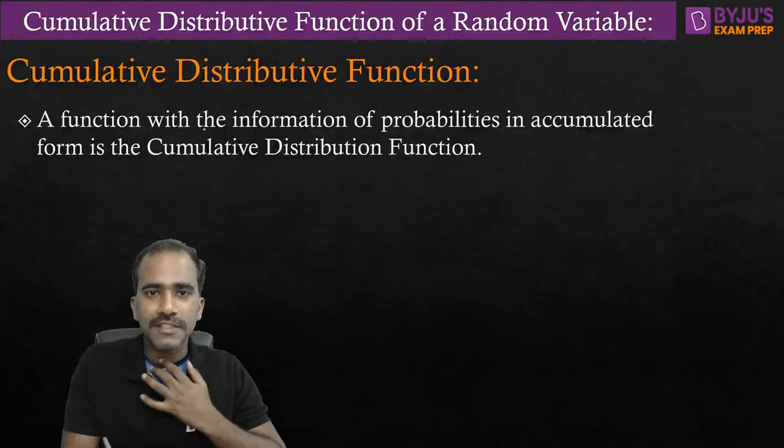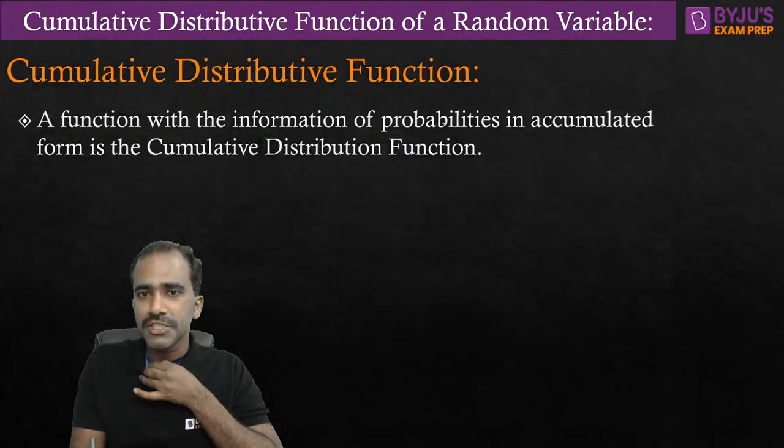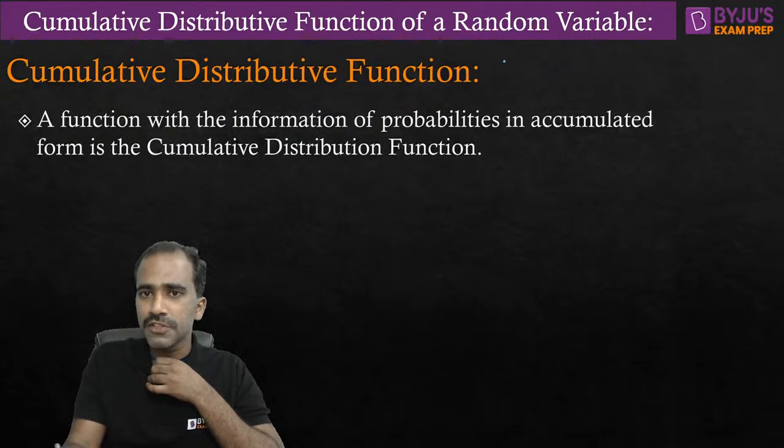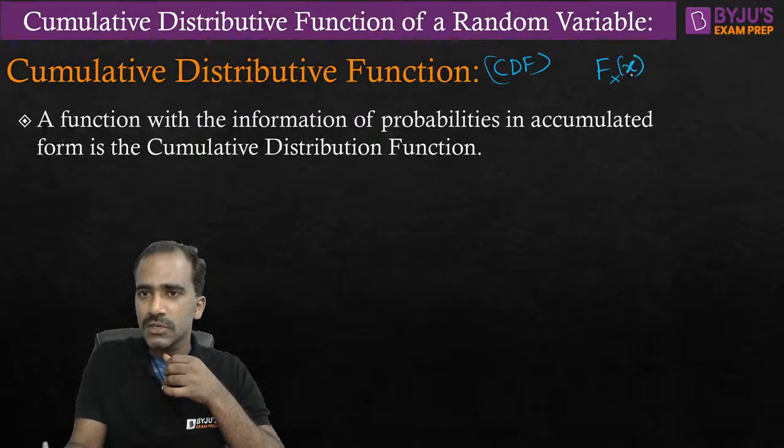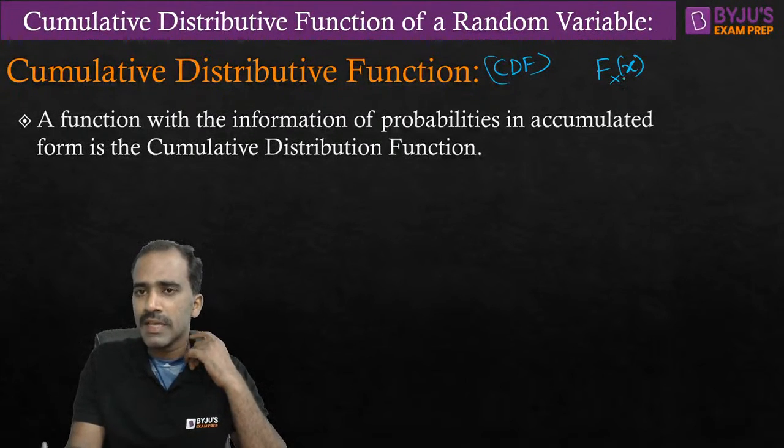I've written the definition like this: a function with information of probabilities. The cumulative distribution function, in short, we call it a CDF. The notation generally is capital F subscript X of x if x is the random variable. If y is the random variable, you take it as capital F subscript Y of y.